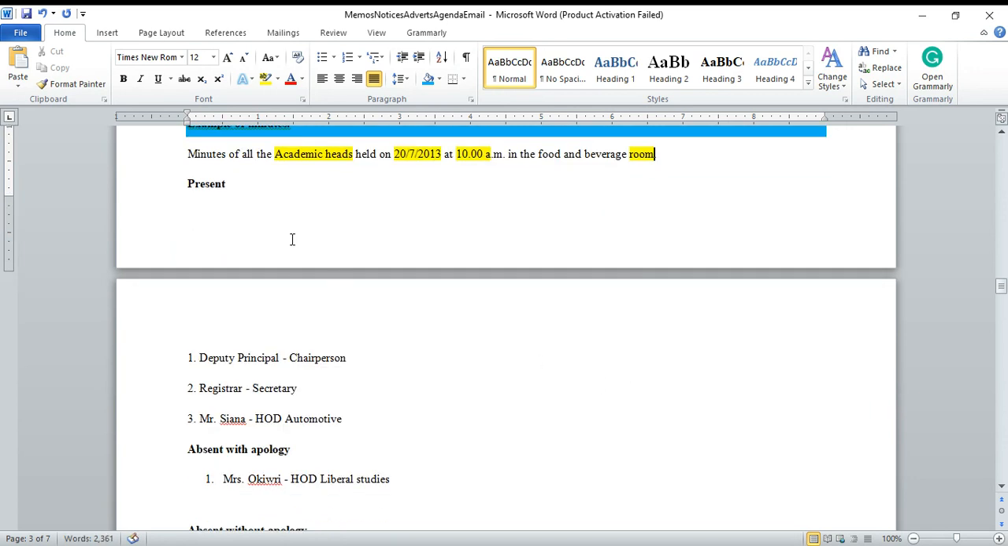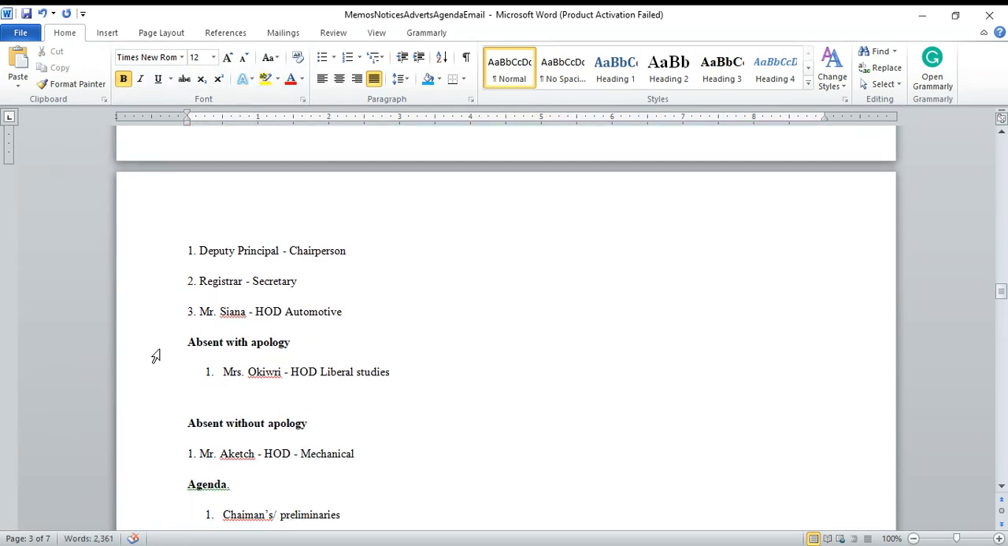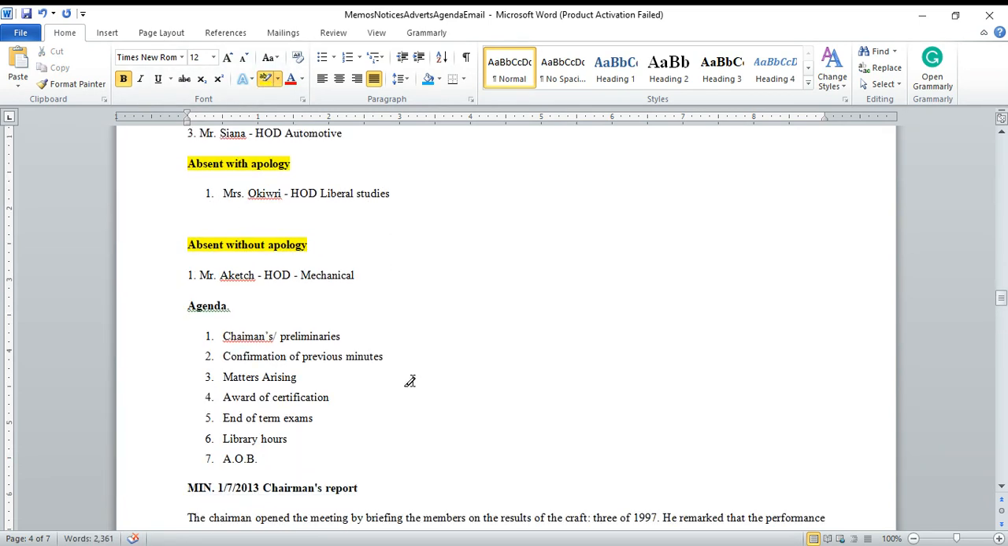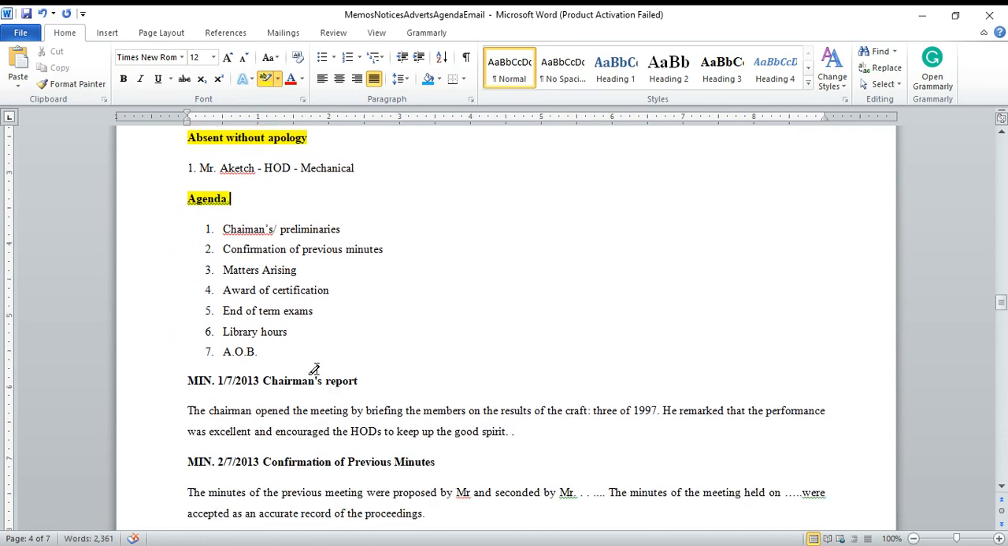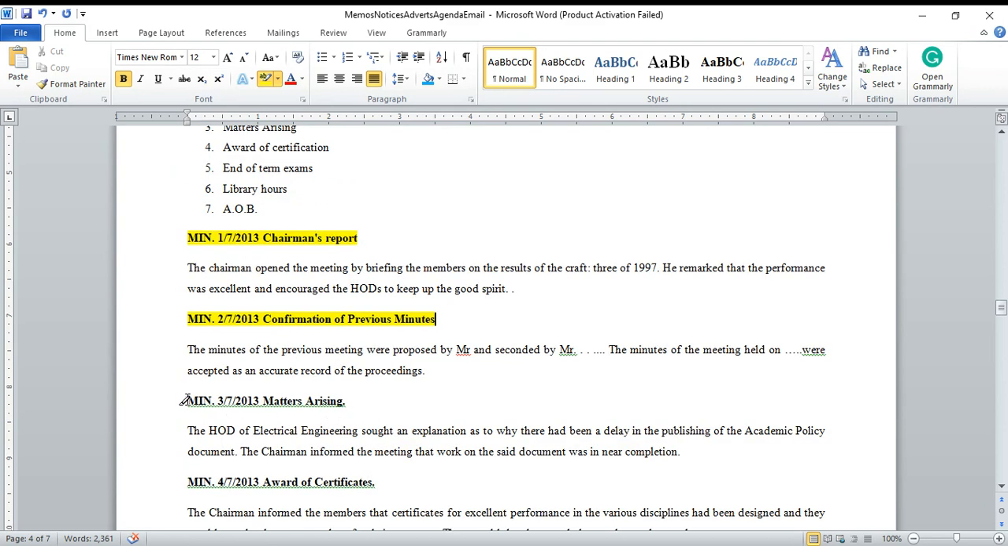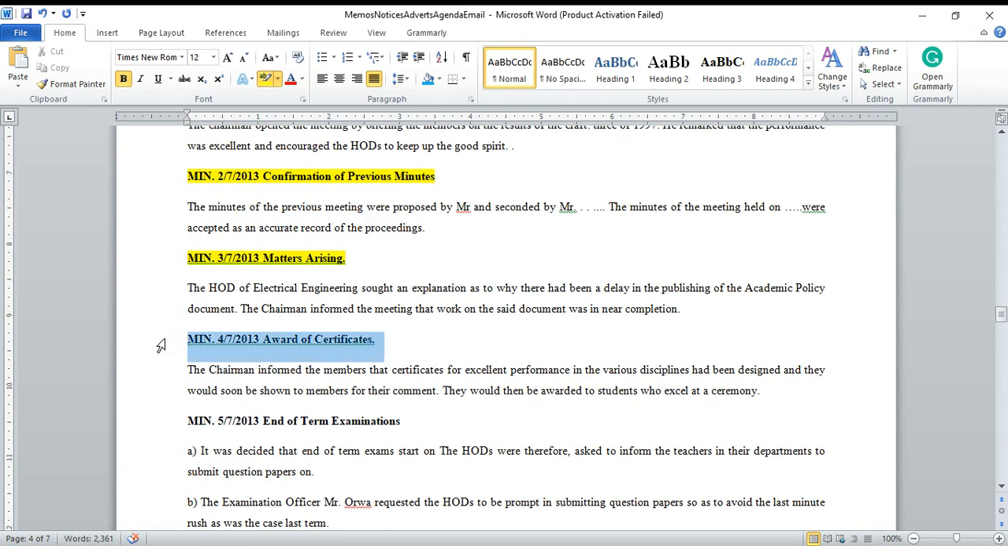Then from there, you need to have those present as part of your minutes. Then absent with apology; your minutes should have absent with apology, and absent without apology. You should have the agenda. Then you number your minutes: the first minutes, the month, and the year; the second minutes, the month, and the year; third minutes, month and year; fourth minutes, month and year.